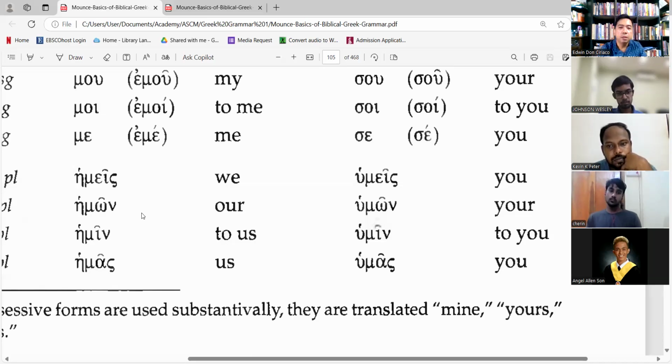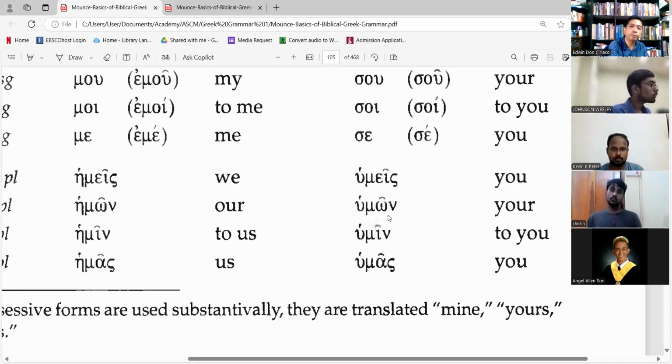That's because if you find humon and hemon and you have no means of determining which is which, then you get lost. So you remember the upsilon, that is your guide. Upsilon is you, so it is second person: you, your, to you. And when you see hemeis, you know that it is not second person.